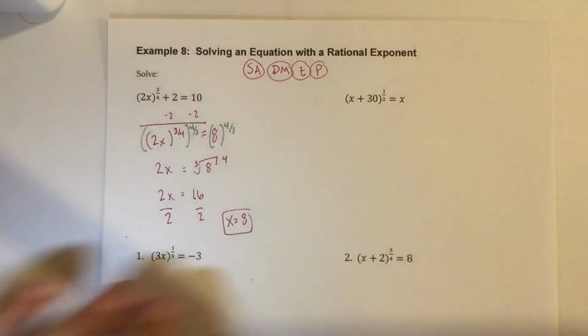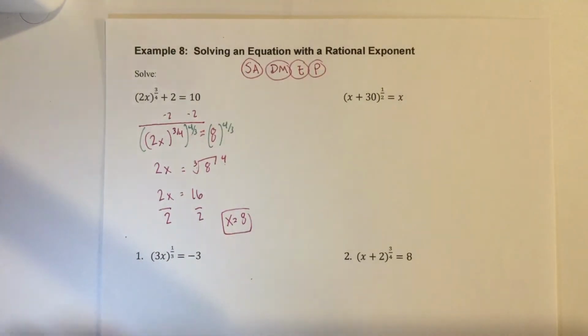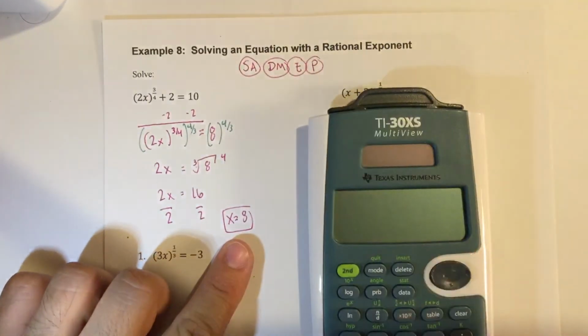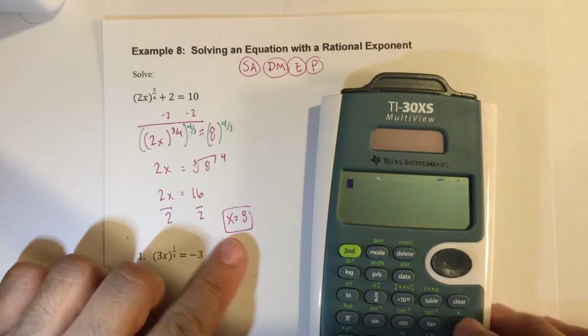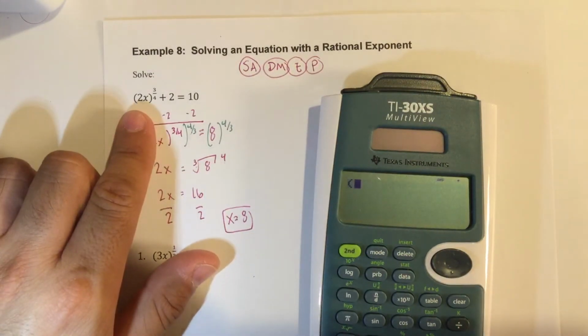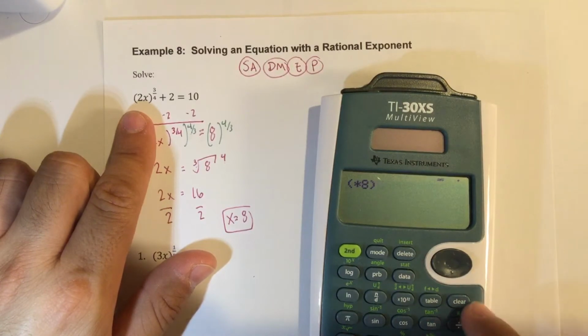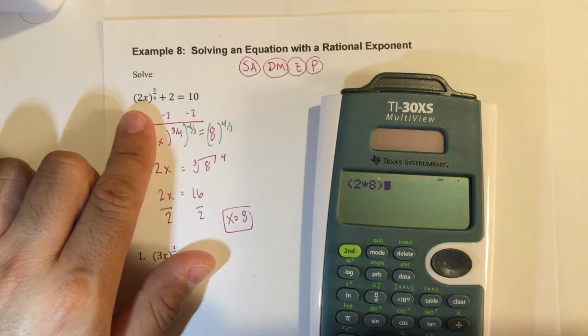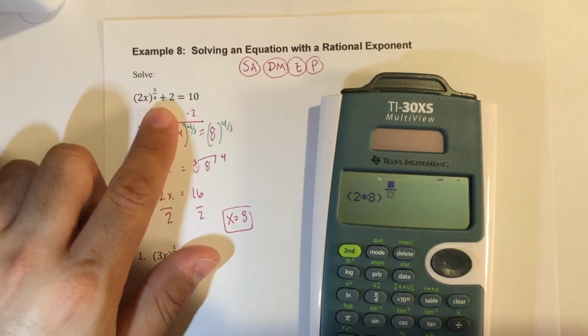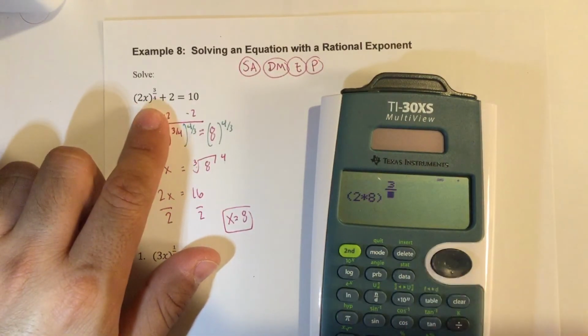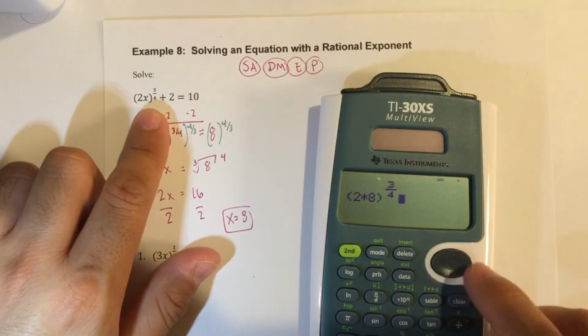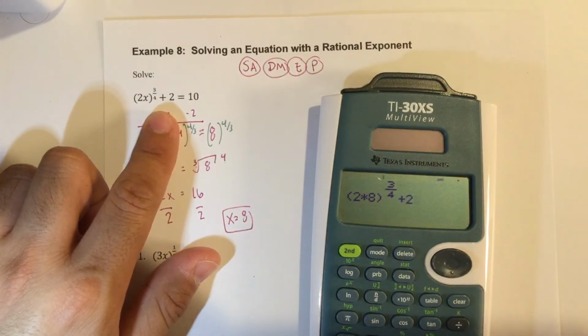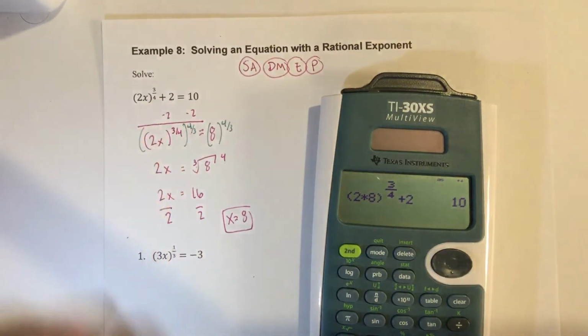And I can always go back and check my solution by taking x equals 8 and plugging it back into the original function. So over here, 2 times 8 raised to the 3/4 power, plus 2, and that should equal 10, and it does, so that answer does check out.